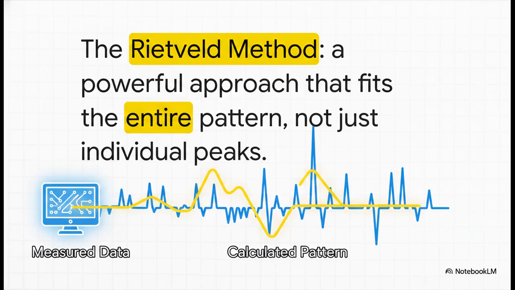So how in the world do we solve this puzzle? Well, we use an incredibly clever mathematical approach called the Rietveld Method. Now, instead of trying to pick out individual trees in that messy forest of peaks, the Rietveld Method does something much smarter. It uses a computer to basically guess what the pattern should look like based on the minerals we think are in there. Then it mathematically overlays that perfect theoretical pattern on top of our messy, measured one until it gets the best possible fit for the entire thing.